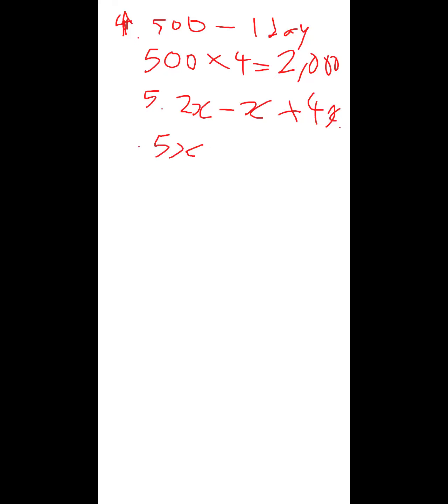5x. You're right. That's correct. Perfect. You notice there was no equal sign, right? Yeah, so it was not an equation to solve for x. It was not an equation. Yes, correct. Nice one. All right, so let's move on.